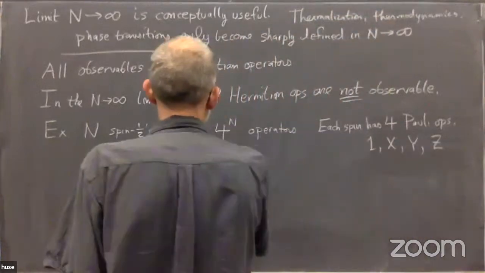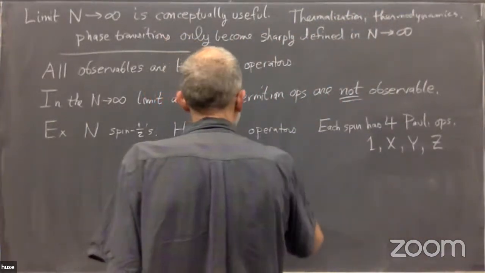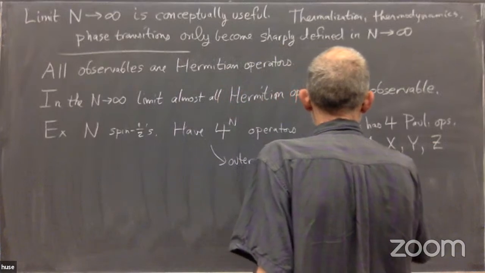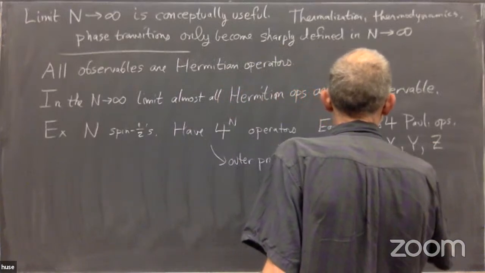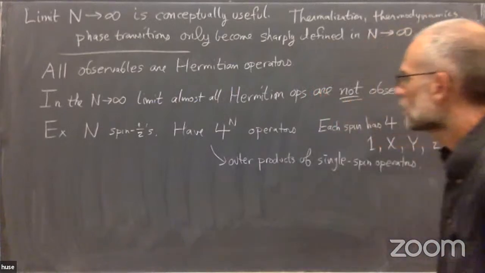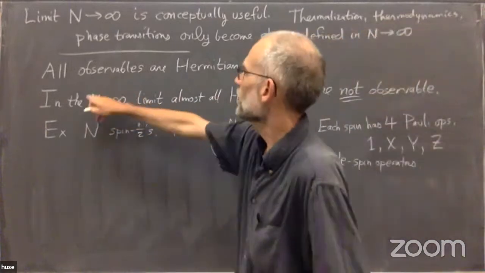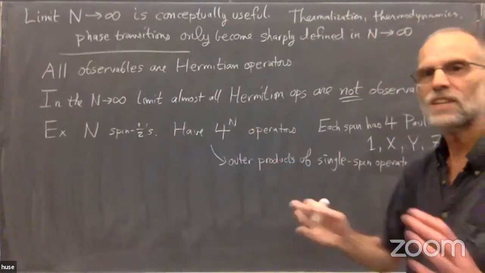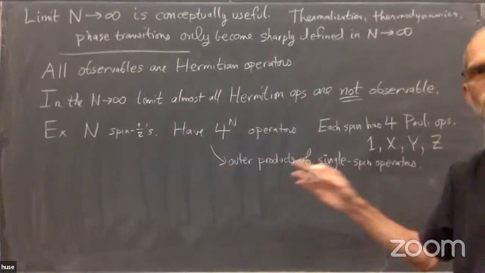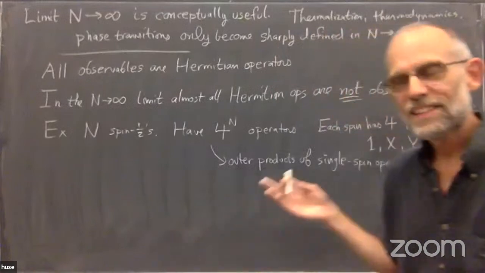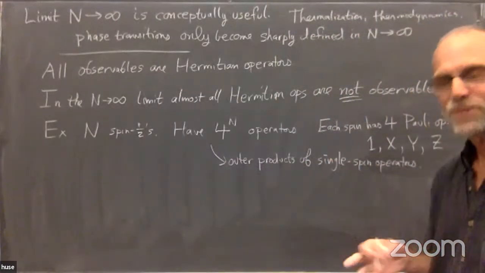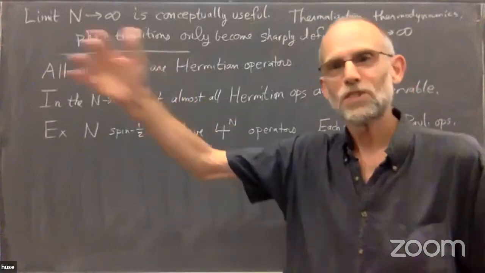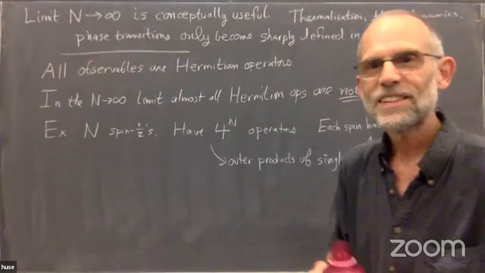So these are outer products of single spin operators. But now when we take the n goes to infinity limit, almost all of these operators are a product of an infinite number of non-identity spin operators. And that's something that is not observable and really never will be observable. The experimentalists will get to the ability to measure a certain number of spins, but that number will always be finite. I think we can be pretty certain of that.